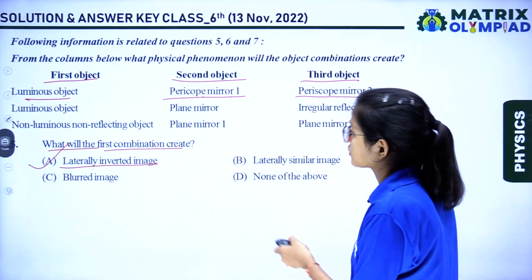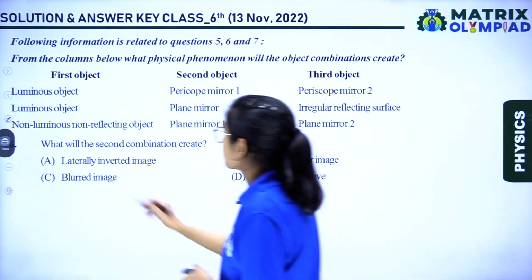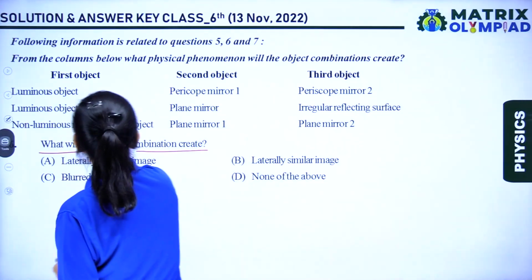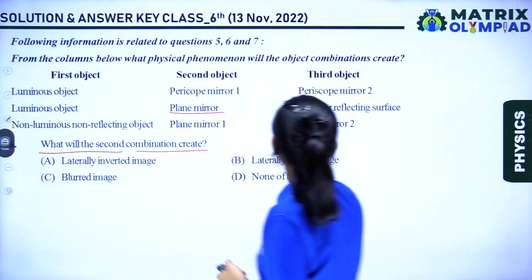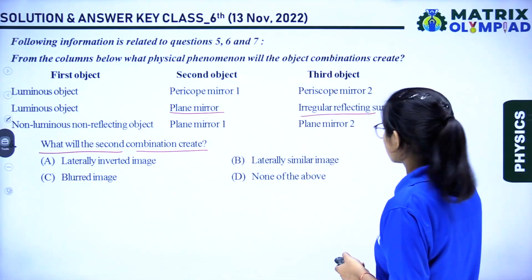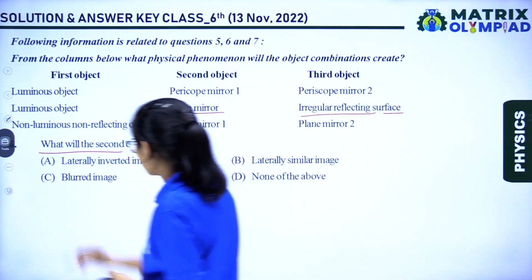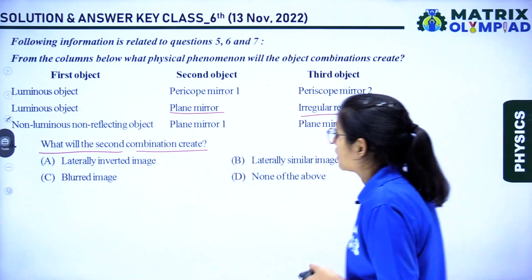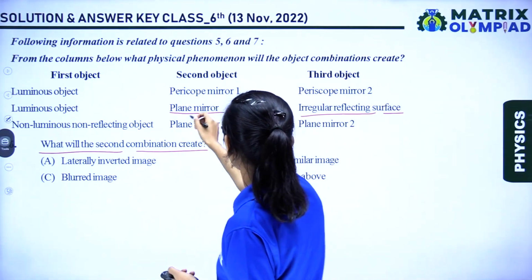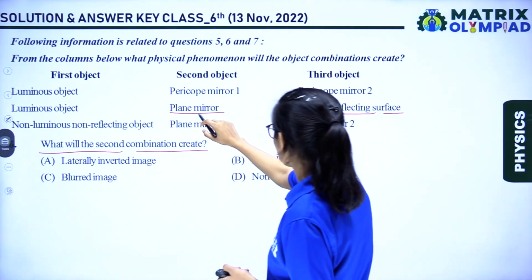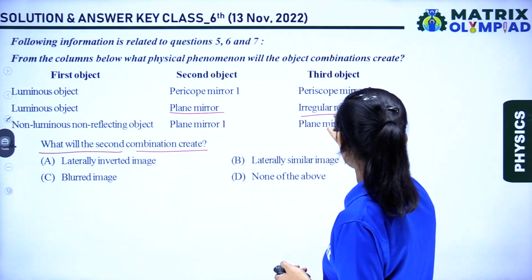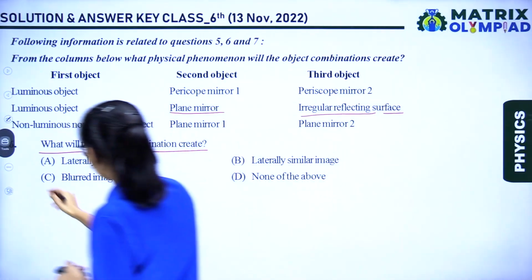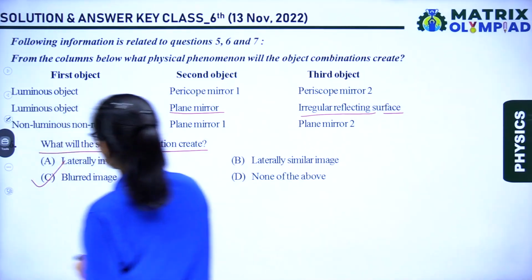Now let's come to question number 6. In question number 6, what will the second combination create? The first object is luminous, then the second is a plane mirror, and then an irregular reflecting surface. In that case, the luminous object emits light and that falls on the plane mirror, and after the plane mirror, that reflected light goes on the irregular reflecting surface, and in that case the image will be blurred. So for the sixth question, our answer will be option C.